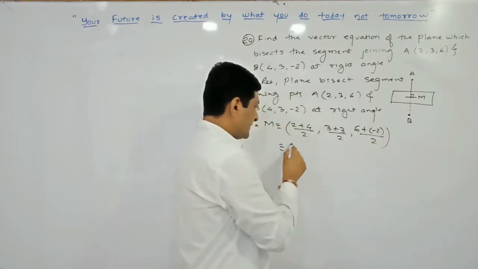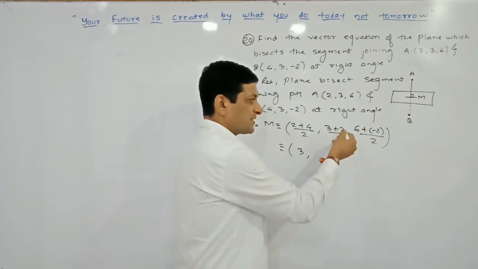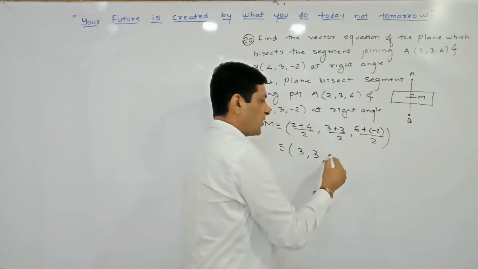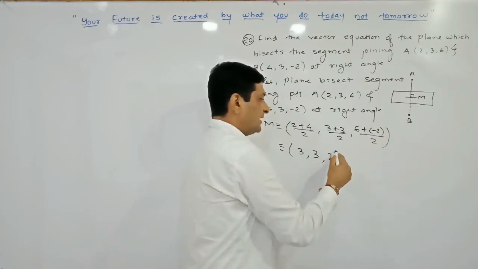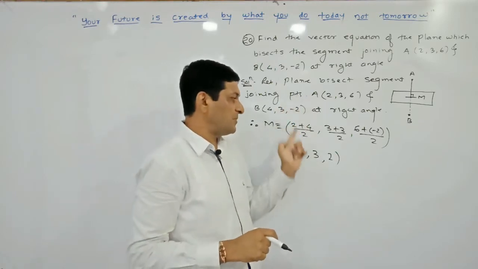Let us simplify it. 3 plus 3 is 6, and 6 upon 2 is 3. Here 6 minus 2 is 4, and 4 upon 2 is 2. In this way, we have got the coordinates of these three points: A, B and M.